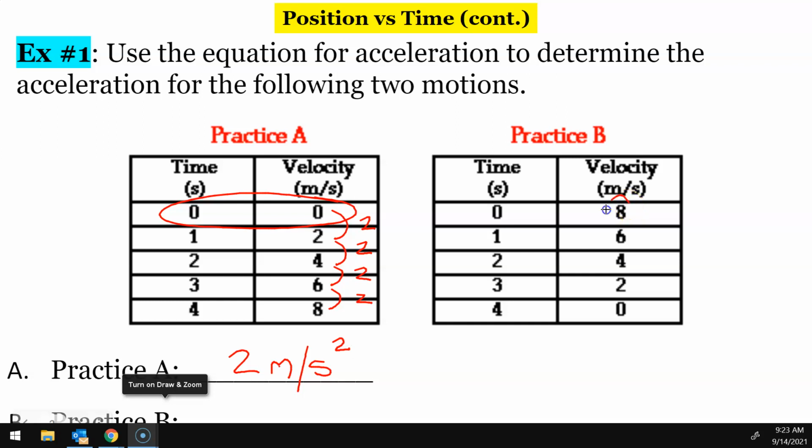In the second example here, we go from 8 to 6. That's a change of minus 2. From 6 to 4, same thing, minus 2. 4 to 2, minus 2. 2 to 0, minus 2. So our acceleration here is minus 2 meters per second squared.